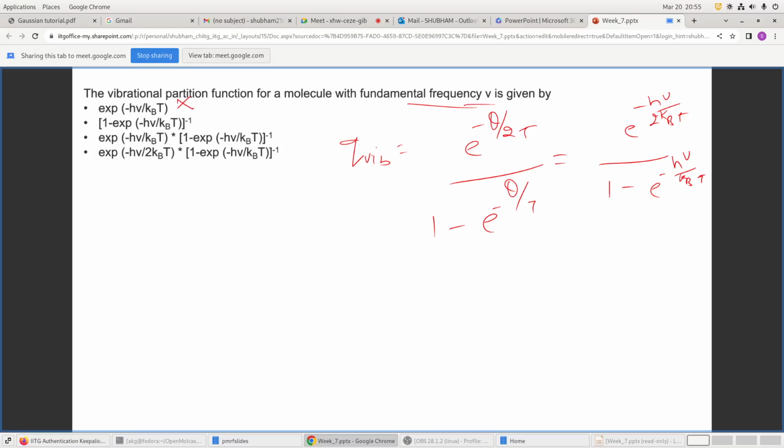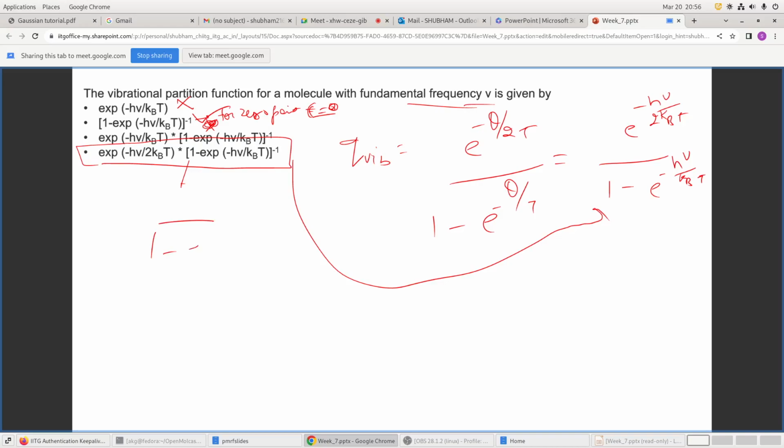This cannot be the answer. This also cannot be the answer. This is for zero point energy. When zero point energy E is equal to 0, we can say this is the answer. But when zero point energy is not equal to 0, and it is not given here, we can say that this is the answer. This and this are the same only. E to the power minus h nu by 2 kBT into the inverse of, that is 1 over, then we can write it as 1 over 1 minus e to the power minus h nu by kBT, and the exponential of minus h nu by 2 kBT.